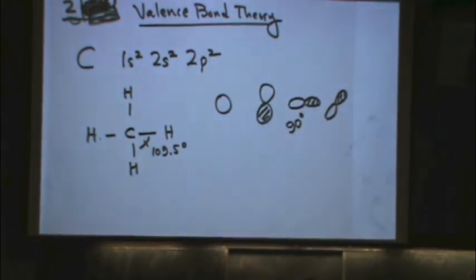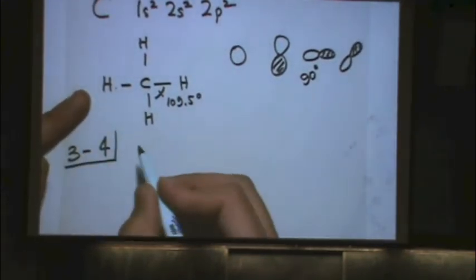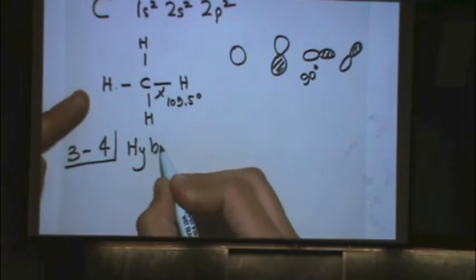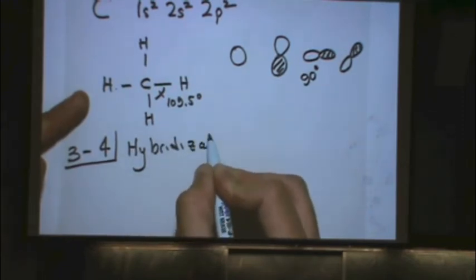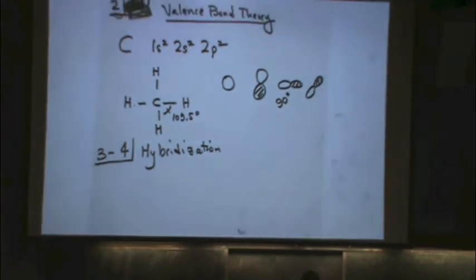And that's the end of section 2. Section 3 and 4 are hybridization. Okay, so valence bond theory, that's all we're going to say about it. Kind of just for us, it introduces the next topic, which is hybridization.